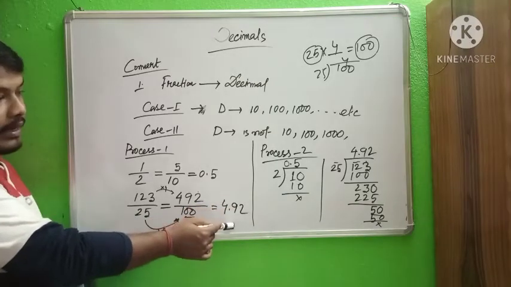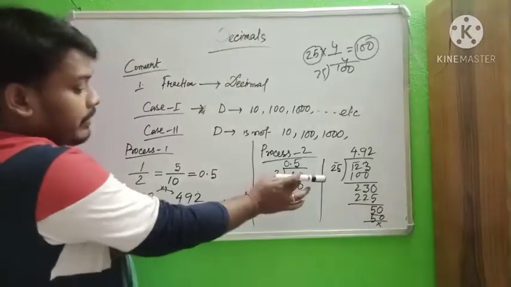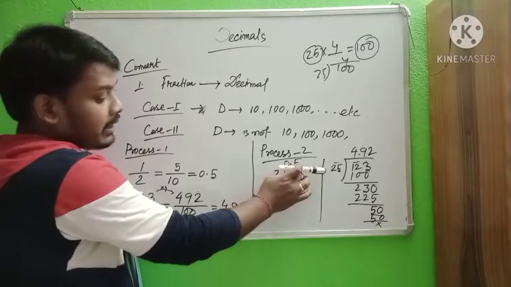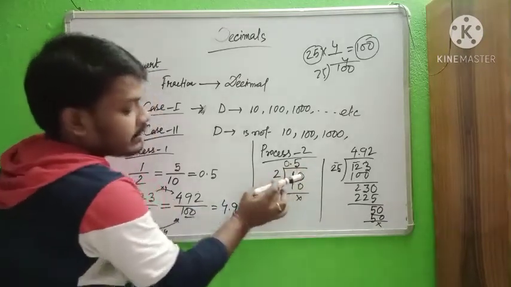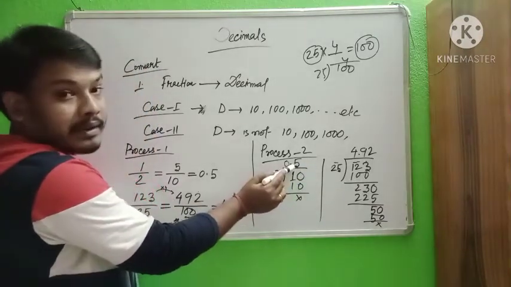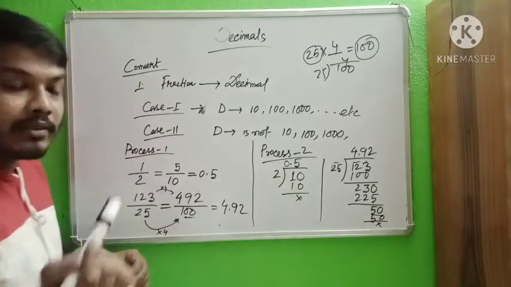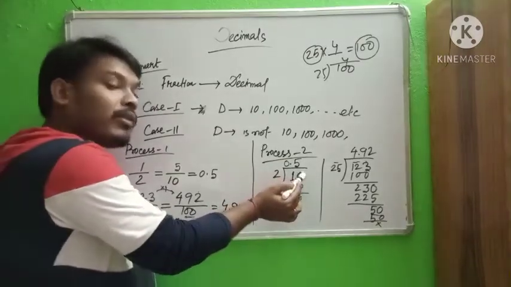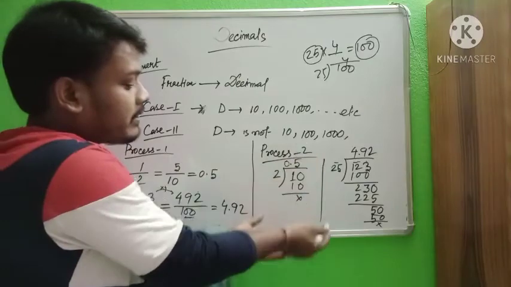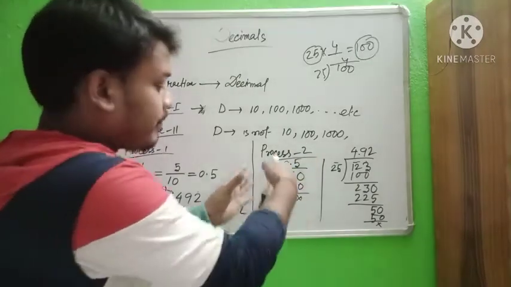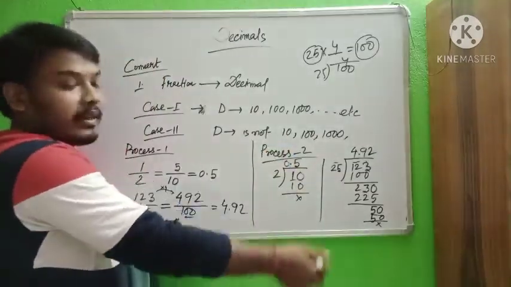Now in the division process, first 1 divided by 2, and 1 is less than 2, that's why we put a decimal here and we take 10. At a time we can take 10. So in the first step the process is complete, so the answer is 0.5.